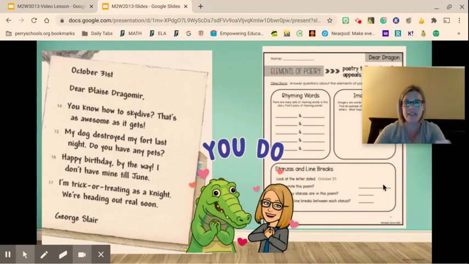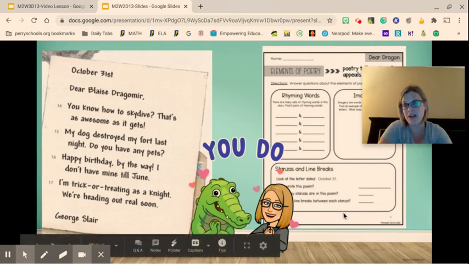After you complete this part of it, you're going to hit your next button, and it's going to take you to a Canvas quiz where you will be sorting vowel sounds into long vowels and short sounds.